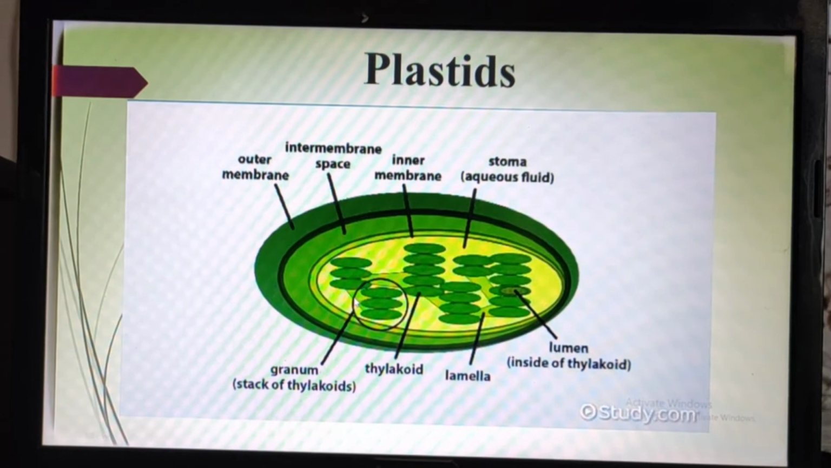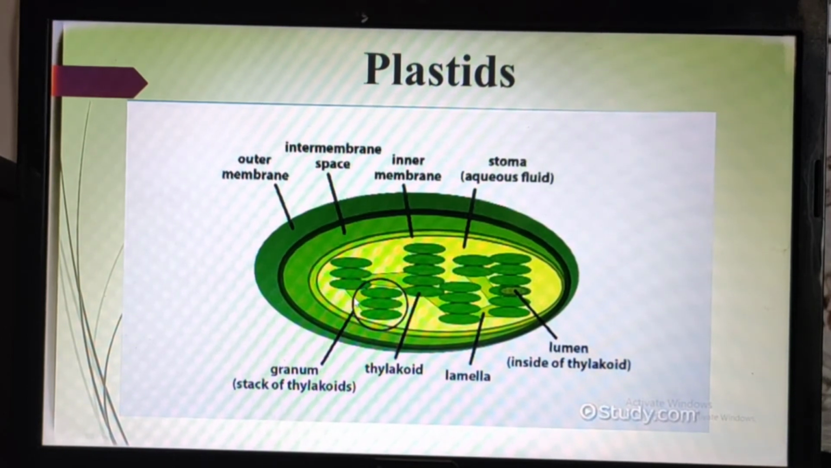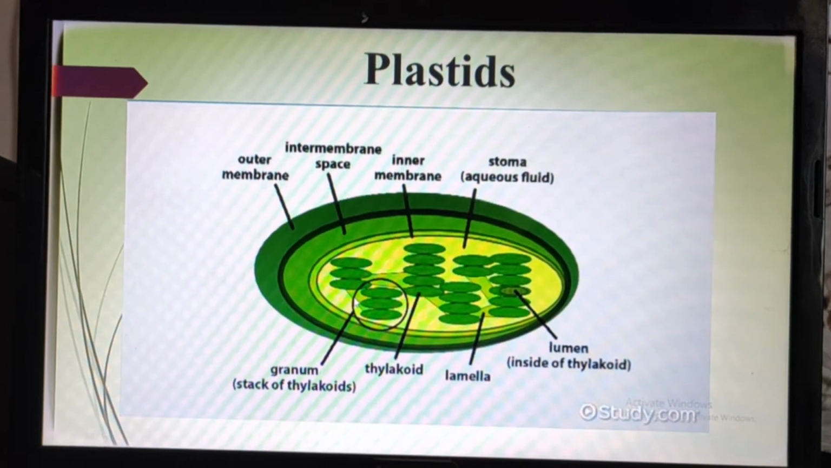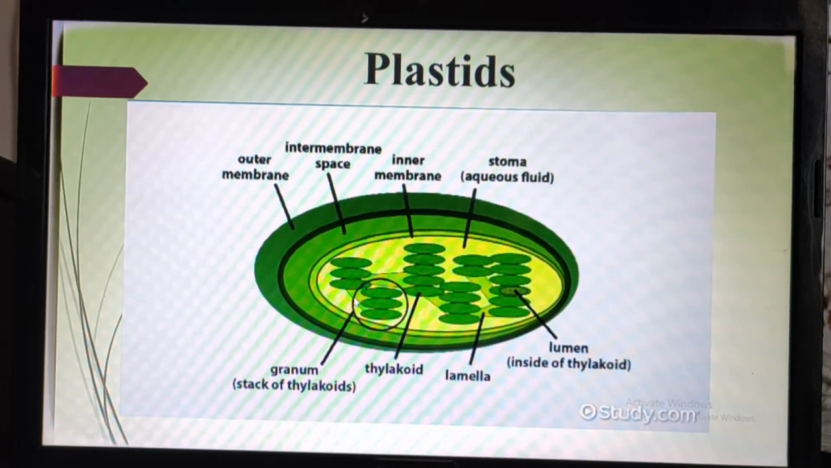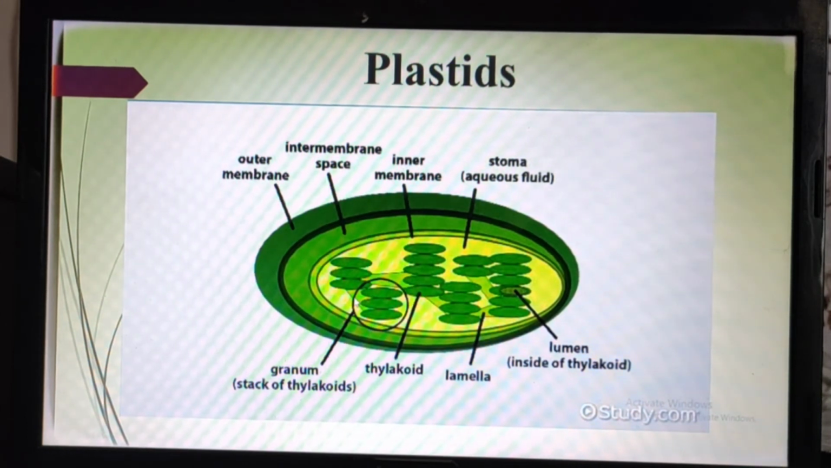chromoplast, leucoplast. So leucoplast, chromoplast and chloroplast are the three types of plastids present in plants. Okay, again I repeat, there are three. First is the leucoplast, second is the chloroplast, and third is the chromoplast. Don't get confused here between chloro and chromo. There are two words: first is the chromoplast and second is the chloroplast. Okay, so first we will see the leucoplast.